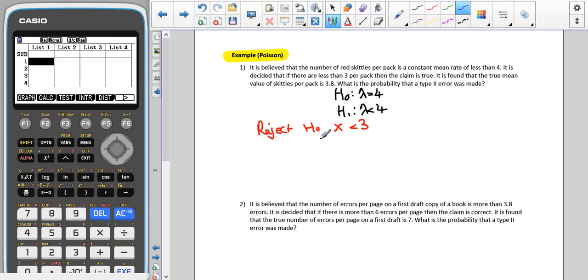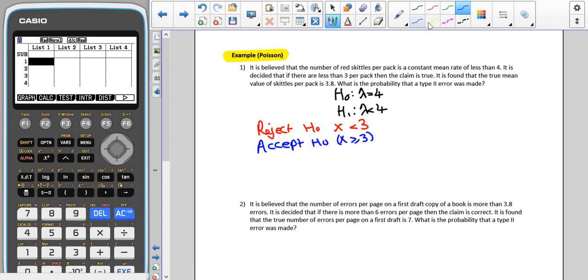So remember, for a type 2 error, we're wanting H0 not to be true, and we are accepting H0. So you have to be careful when you're reading this to make sure that you are actually looking at the accept H0 region. So if we were going to reject H0 if x was less than 3, that means that we would accept H0 if x was greater than or equal to 3.